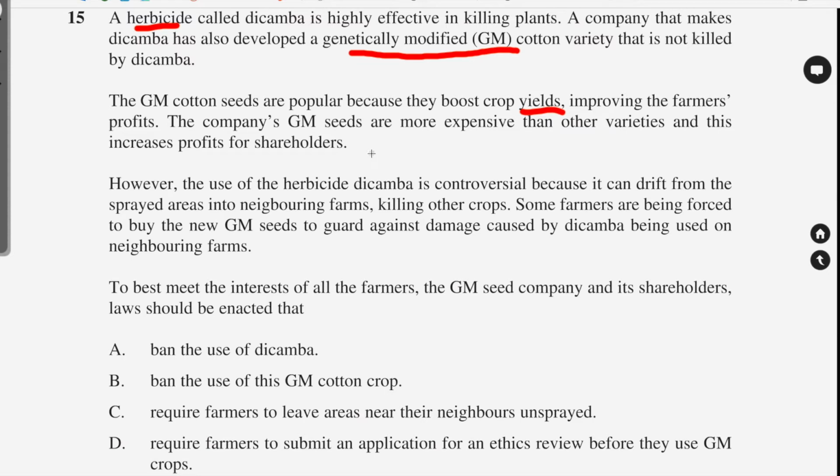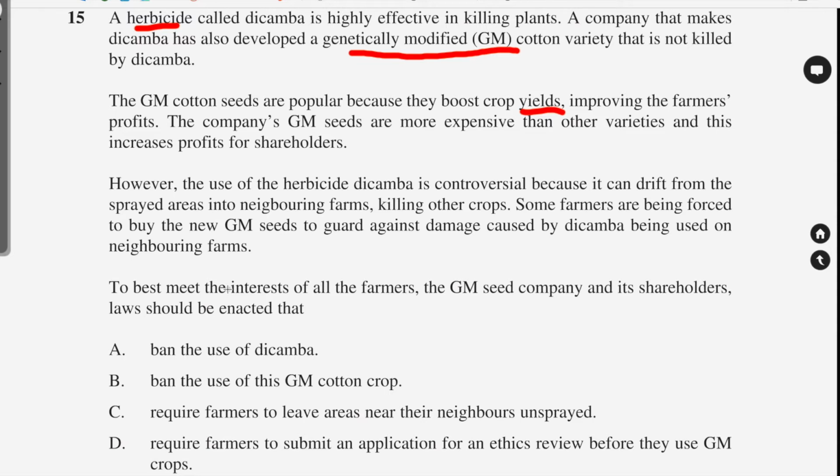However, there is a problem with using this because the herbicide doesn't just necessarily stay where it's being used. It goes into other farms, killing farmers' crops. Particularly a problem if you're a farmer next door to the GM crops and you're growing something like wheat, and this herbicide basically will destroy it. To best meet the needs of all farmers, the GM seed company and its shareholders need to enact something.